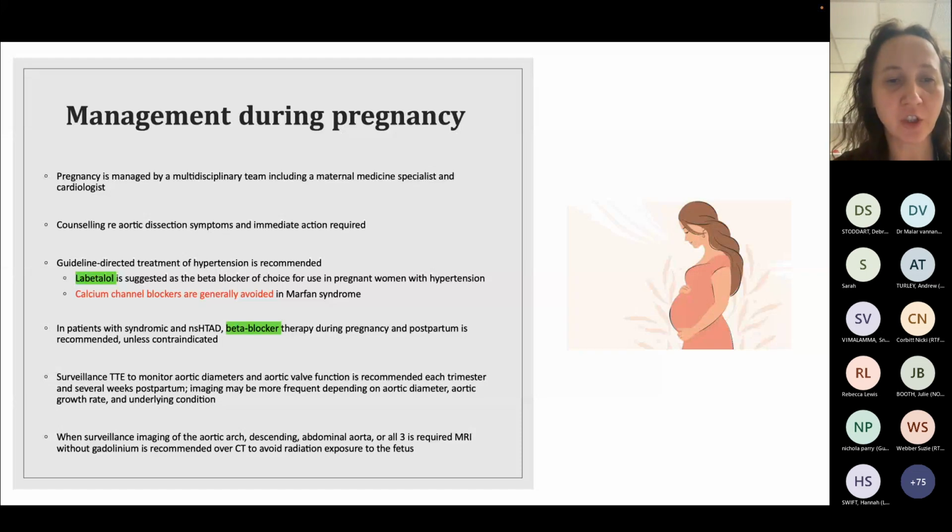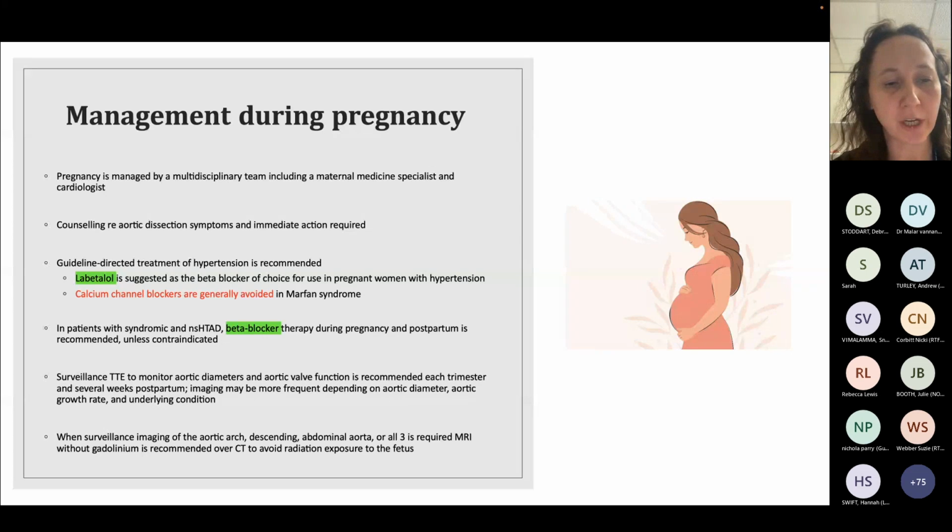All patients with the hypertension should be treated, and the medication of choice is labetalol. Of note, patients with Marfan syndrome should not stay on calcium channel blockers, as there is some data showing that this medication can actually accelerate the growth of the aorta and potentially increase the risk of the dissection. All patients with heritable thoracic aortic diseases, both syndromic and non-syndromic, should stay on the beta blocker during the pregnancy and in the postpartum period.